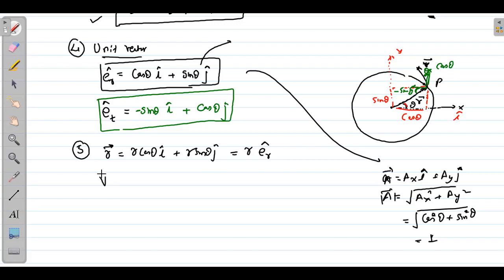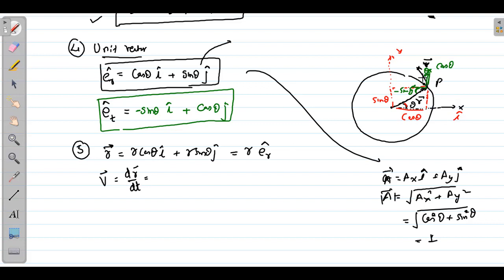Now we find the velocity. We are told that velocity is dr by dt. Now we have to differentiate this r with respect to time, and our angular position is given as theta. That means we have to change this angle theta in terms of time so that we can differentiate it.